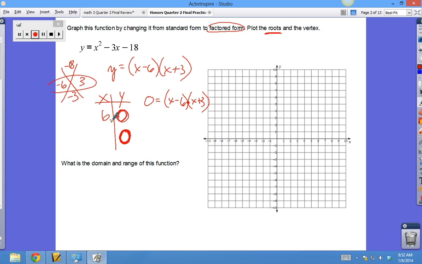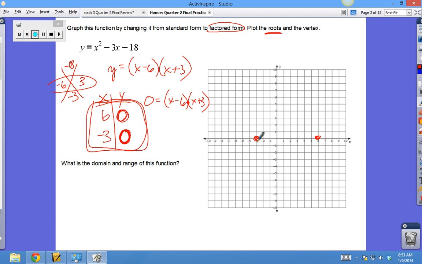If I plug a 6 in, 6 take away 6 is 0, times that's going to be 0. What number can I plug in for x and then turn around and add 3 and end up at 0? And that is a minus 3. So there are my two roots right there. So now I'm going to plot those two roots. 6 and 0 is a dot right here. Minus 3 and 0 is a dot right there.